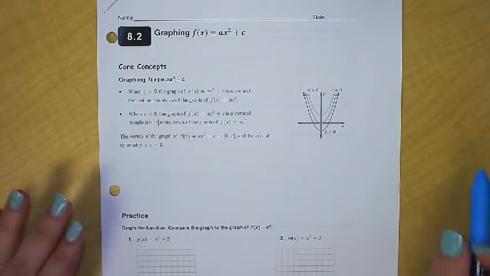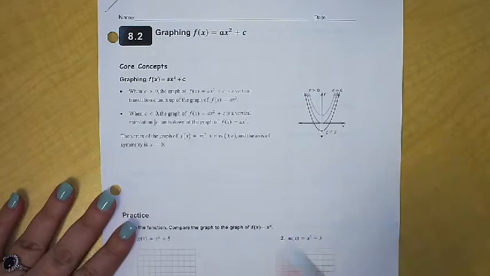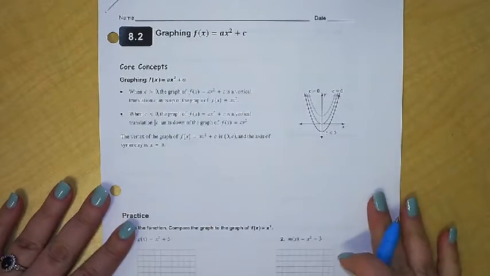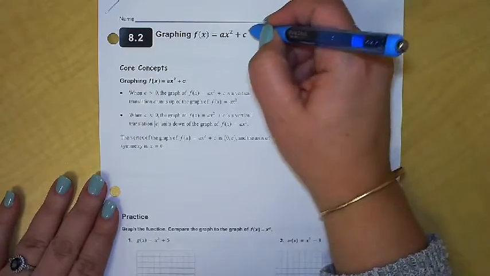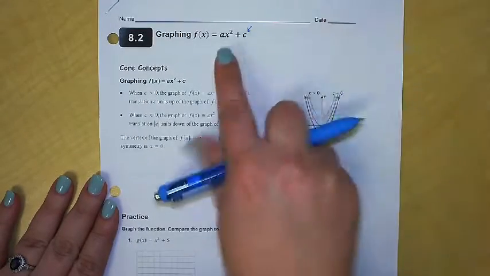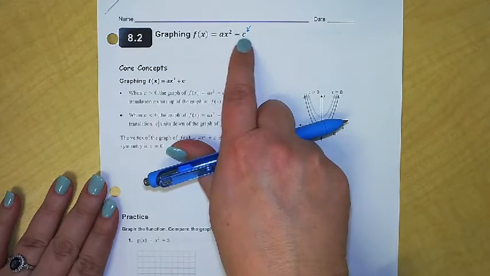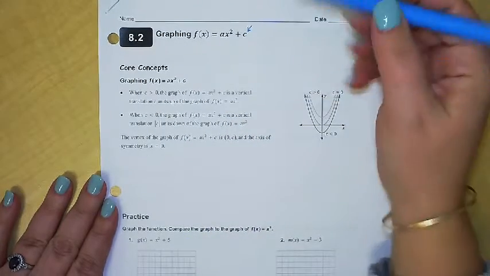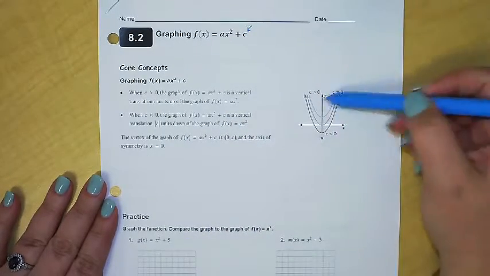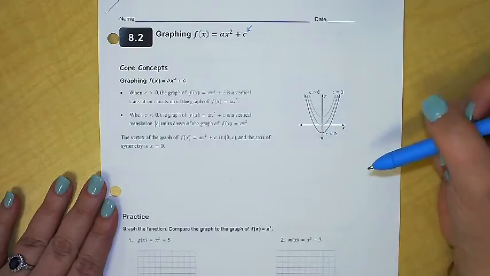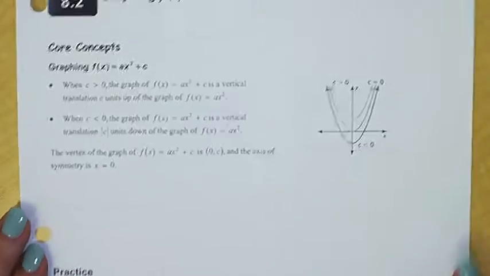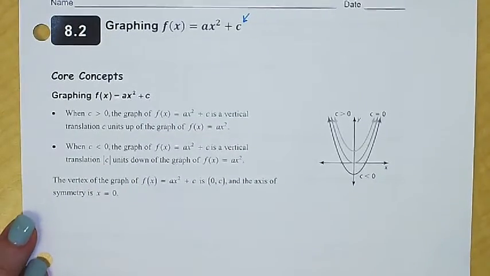Okay, in lesson 8.2, we're going to start exploring a new aspect of the quadratic function, and that's when we add or subtract a constant after that x squared term. So this is the big player today in lesson 8.2, and we're going to talk about what influence that has and how we describe that effect on the parabola.